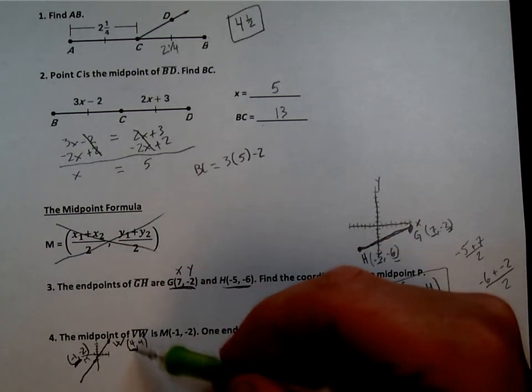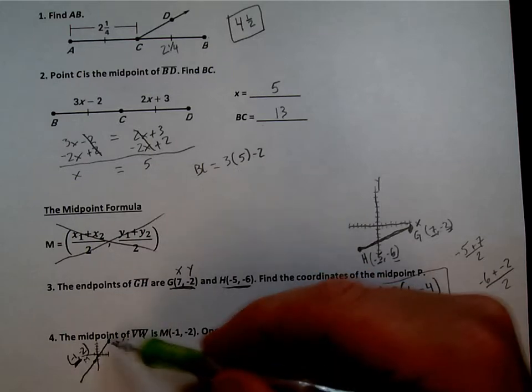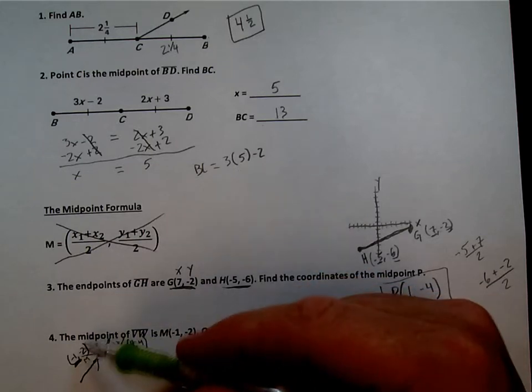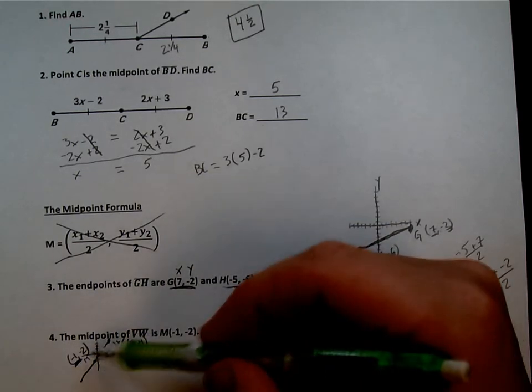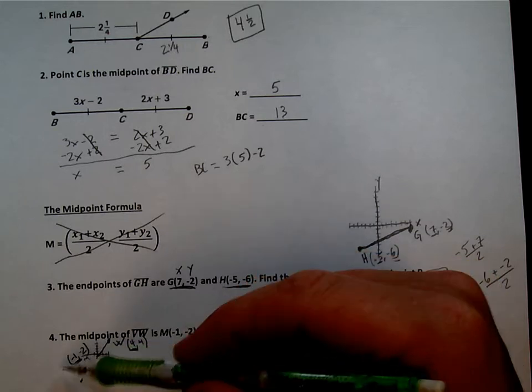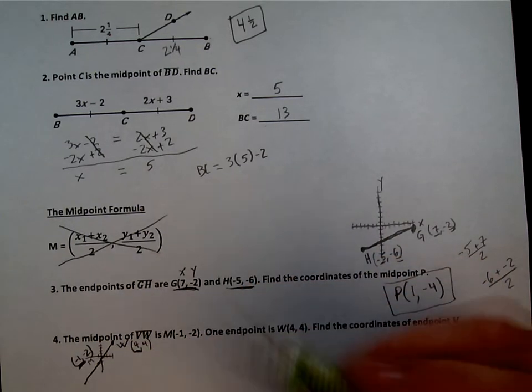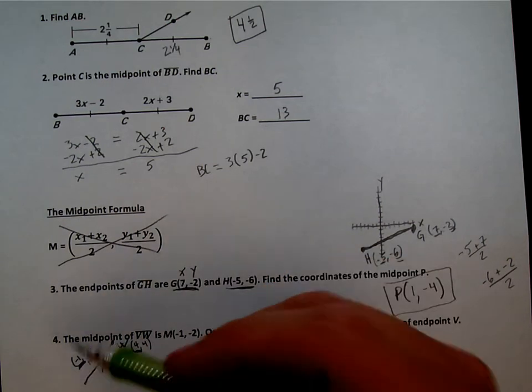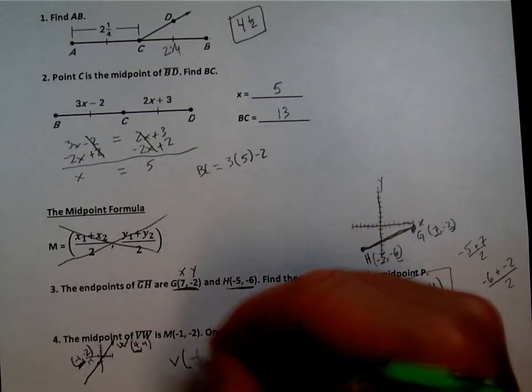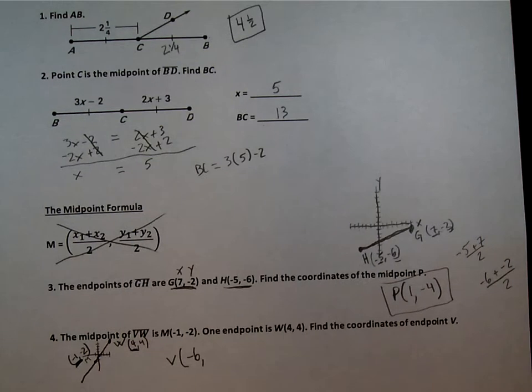So I start, and I'm not worried about Y's, I'm just looking at X's. So I start at 4 and I go to -1. That means I went to the left 5 units. To get from 4 to -1 is 5 units. That was halfway. So to get to the other endpoint, I have to go 5 units beyond that. So I'm here at -1. I want to move 5 units to the left. -1 minus 5 is -6. That gives me that endpoint.